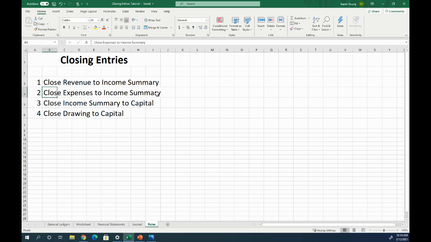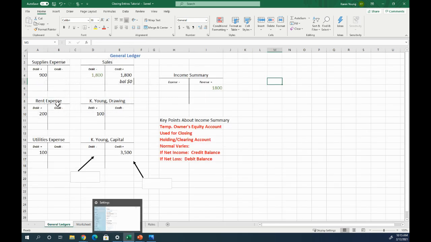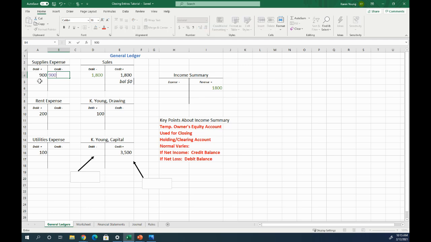It says close expenses to Income Summary. Okay, let's do it. I have to close each of these expenses out individually. So to close supplies expense, I would credit supplies expense. This balance would be reduced to 0. I would do the same thing with rent expense. This balance would be 0. And I would credit utilities expense. This balance would also be 0.